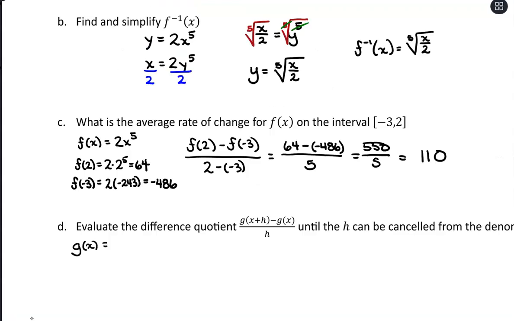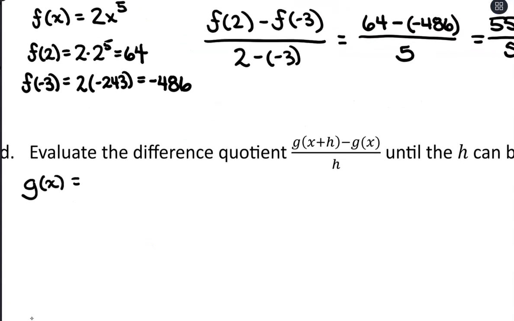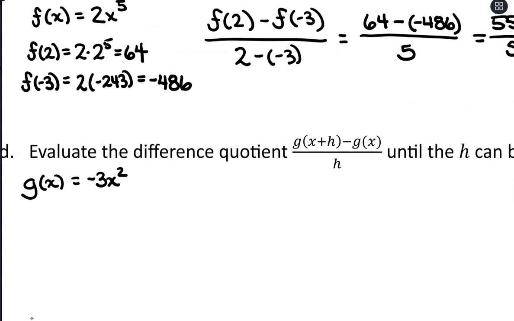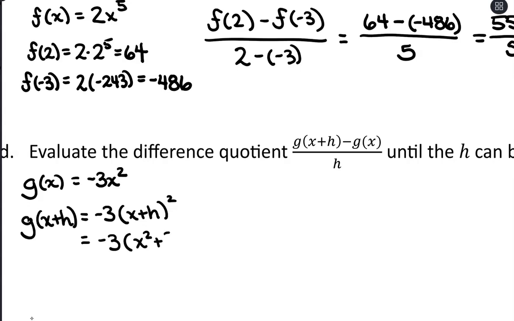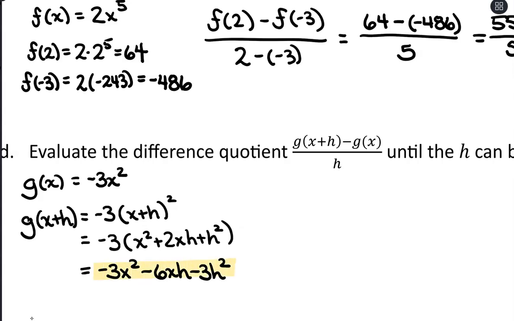So g of x is equal to negative 3x squared. And then we want to also look at g of x plus h. So that would be negative 3 times x plus h squared, which is the same as negative 3 times x squared plus 2xh plus h squared by FOILing that out. And then distributing, negative 3x squared minus 6xh minus 3h squared. So let's go ahead and plug in. This negative 3x squared minus 6xh minus 3h squared is all going to replace g of x plus h.